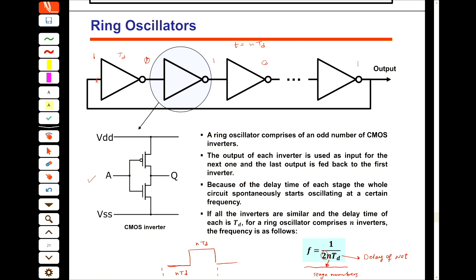The main thing here is that N cannot be even, because if it's even, then it's not oscillating. I mean, it does not change the state. So it should always be odd: 1, 3, 5, 9. And because of that, we cannot make a very precise value that we want. We can make something, but not that precise.